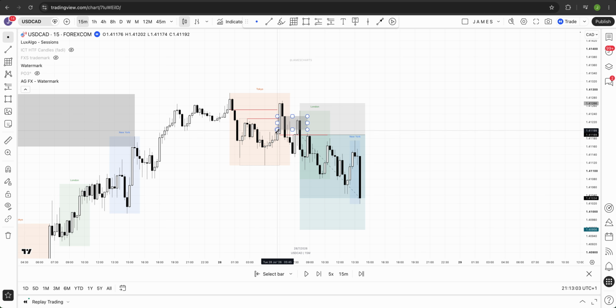So this really is the easy work. The hard work and where you should be spending most of your time is on the higher timeframes to, like I say, build that bias.